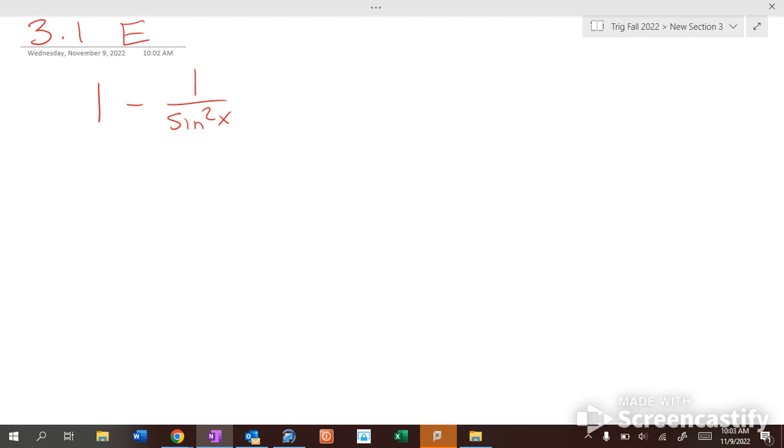Because some of you would say, looks simple enough to me. But we can't call this simplified enough because we have two separate things. And we want to combine them into one fraction. How do we combine this into one fraction? I need a common denominator. Sine squared of x over sine squared of x.